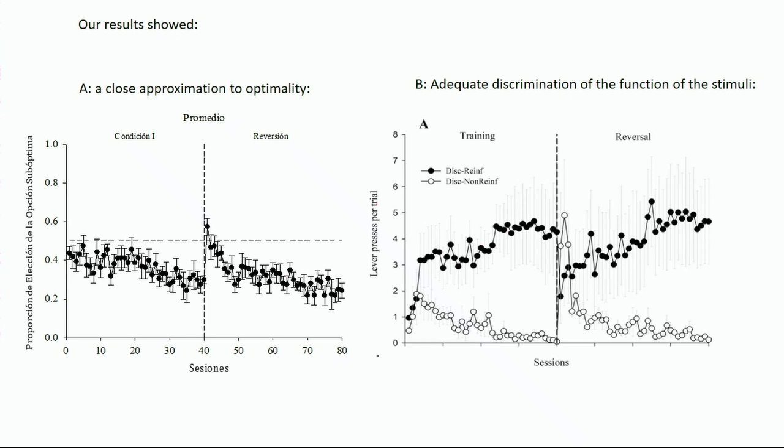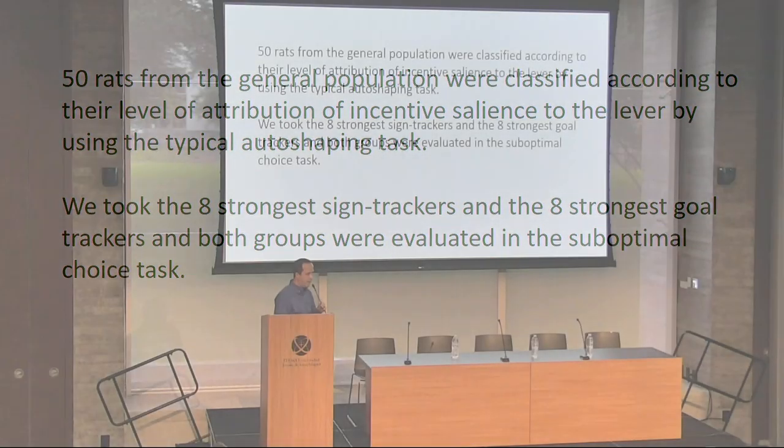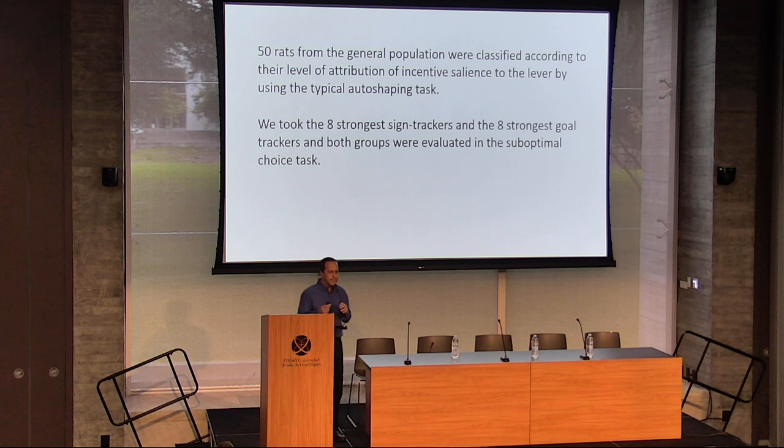Well, our results showed a close approximation to optimality, as you can see in the training and in the reversal, and good discrimination of the function of the stimuli. It was possible that we were dealing with goal tracker subjects, which did not have the capacity of attributing incentive salience, and that's the reason this variable was not relevant. So we repeated the experiment. We took 50 rats from the general population, tested them in an auto-shaping paradigm, classified them as goal trackers and sign trackers, and took rats from the extremes.